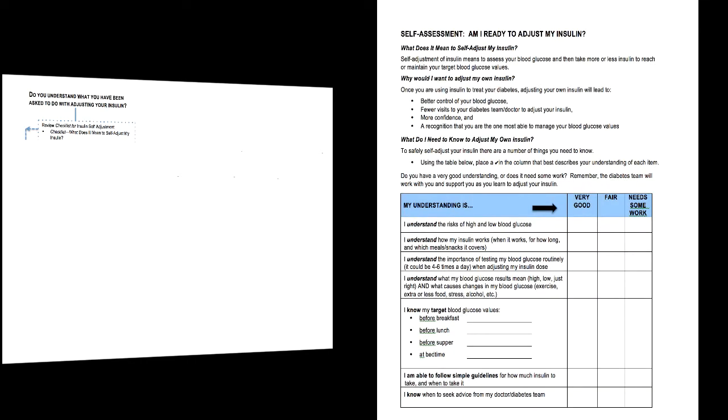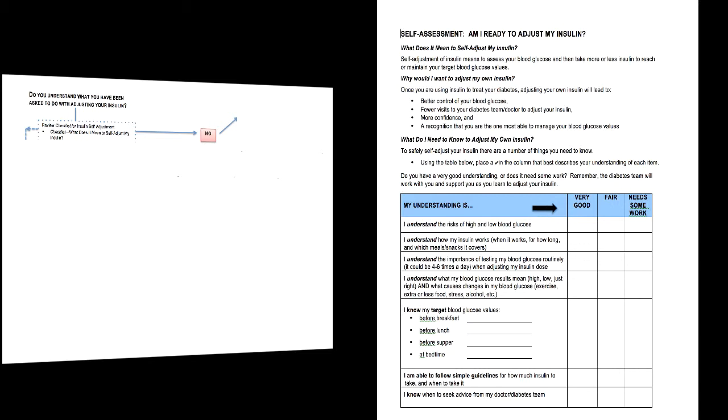So this is the algorithm that was created to help you understand if your patient is ready to adjust their insulin on their own. And this would be what you would ask them: do you understand what you have been asked to do with adjusting your insulin? So you would go over the checklist for the self-adjustment of insulin with them, and what does it mean to self-adjust my insulin?